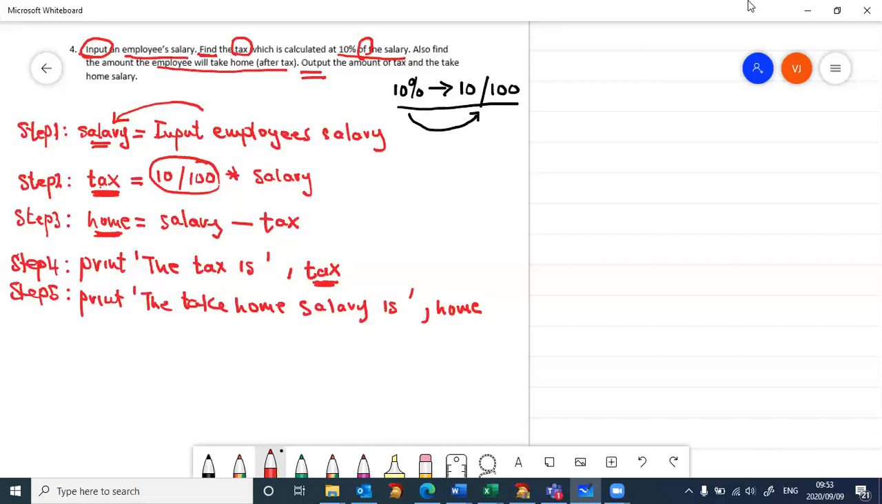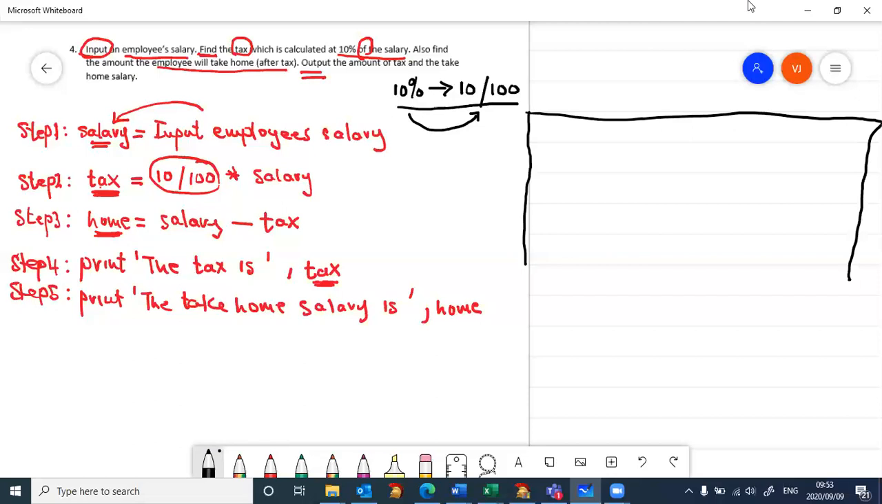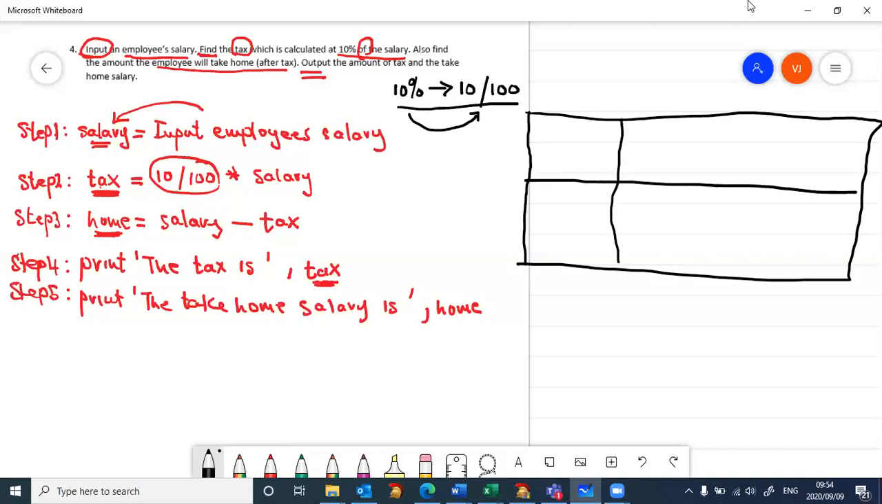So what do we now need to do to test this algorithm? Yes, we need to do an IPO. So let's bring in our IPO table, and 2 rows means I'm testing it for 2 values, right? This is now going to be my input. This is my process, and this is my output. Okay, so let's start with this.